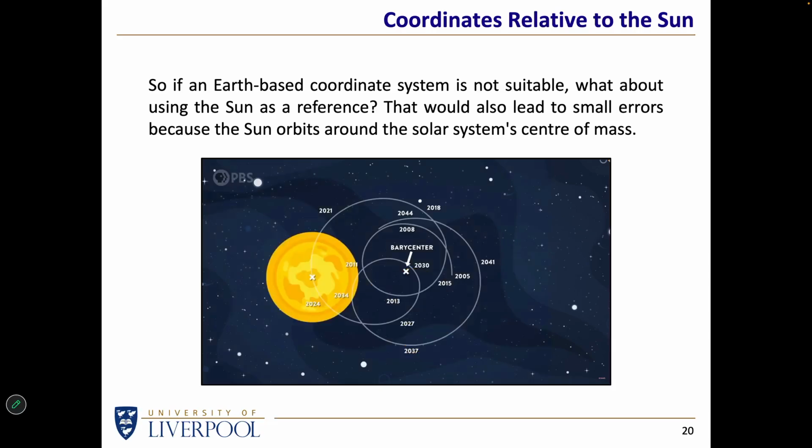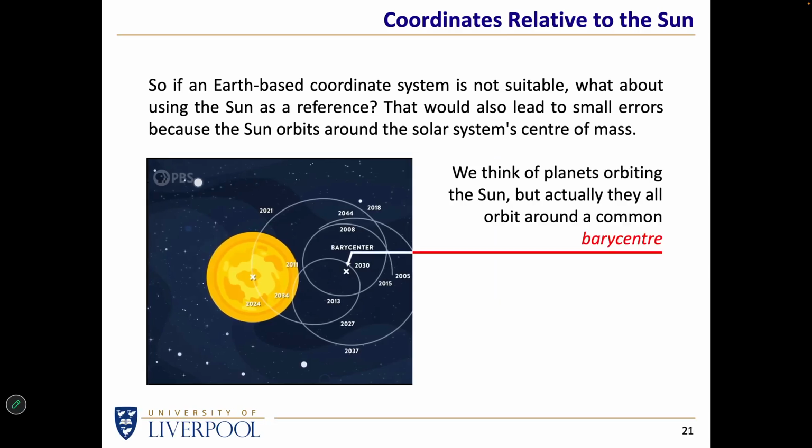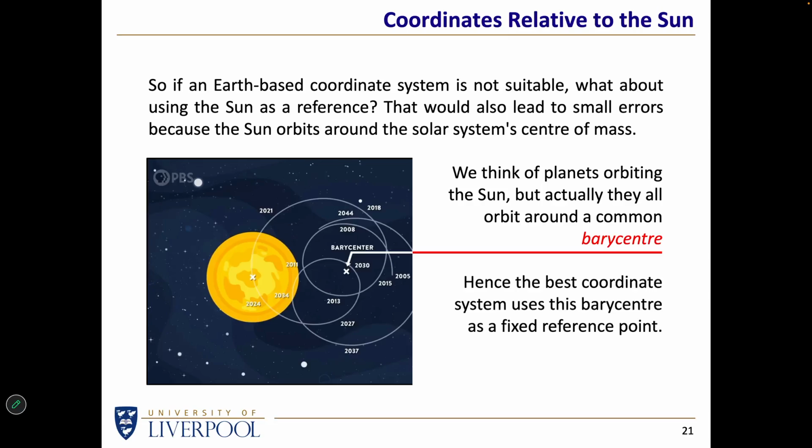There it is right in the middle. And although we're always taught, yes, the planets go round the sun, no, they don't. The planets and the sun all go round a common center of gravity or center of mass or barycenter, as it's often called in astrophysics.